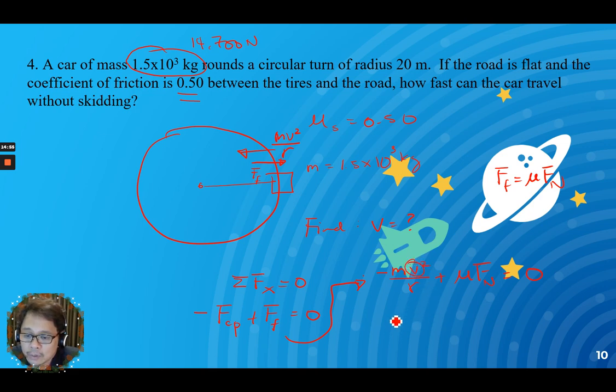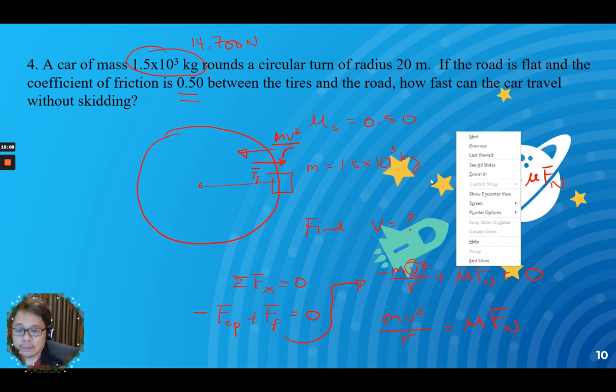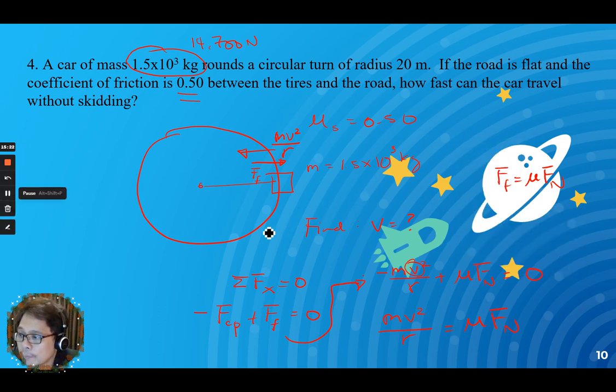So move this to the other side. You have mv squared over r equals mu Fn. That would be our working equation. Let me just change the color to black. So computing for v, v is equal to mu Fn times r divided by mass, then square root everything.